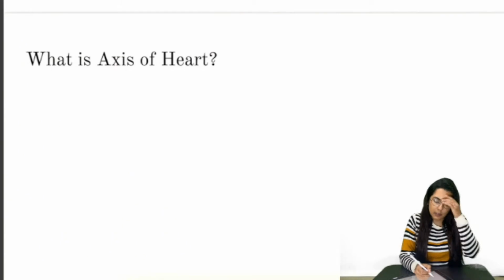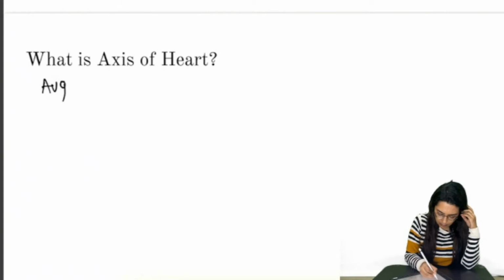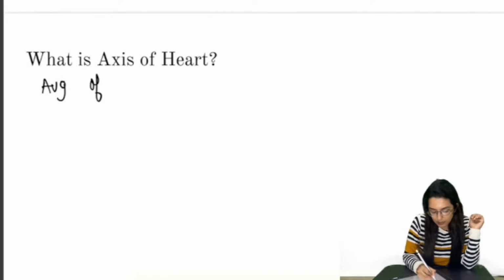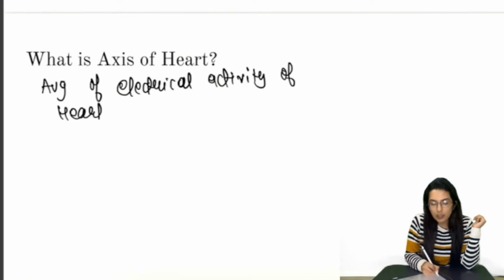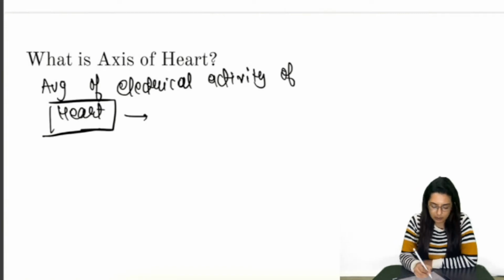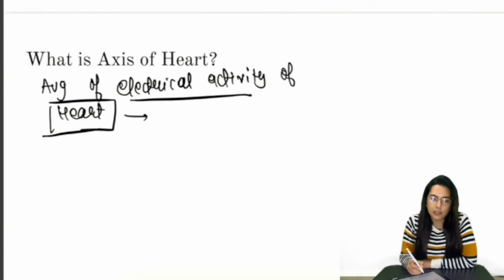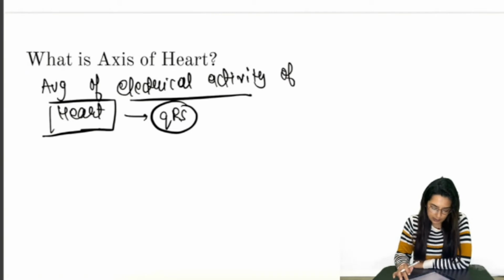So axis is actually the average electrical activity of the heart. Okay, so basically we cannot take all the complexes, so we'll take one complex whose direction of electrical activity will decide the axis of the heart, that is QRS. Okay, so the QRS complex is used to see the axis of the heart.